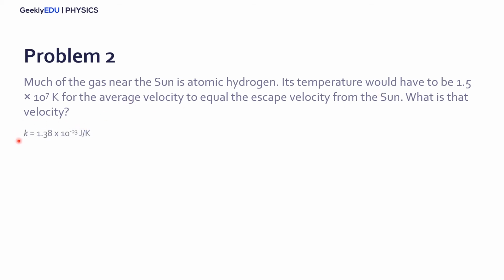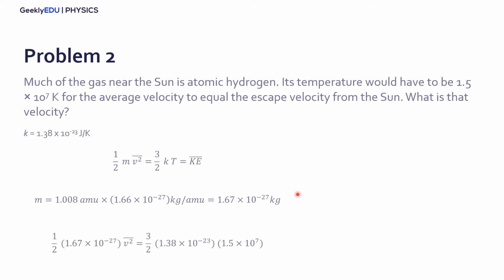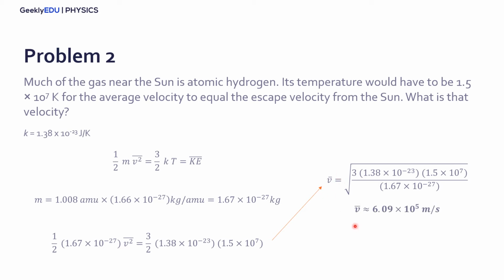Here, with the Boltzmann constant again, we can just use the same formula. It's basically the same problem as problem number 1, but here we are dealing with hydrogen. So we find the mass of the hydrogen, add the values in the formula, and calculate the average velocity. And this is about 6.09 times 10 to the 5th meters per second.